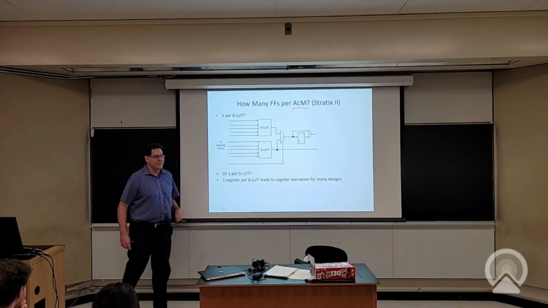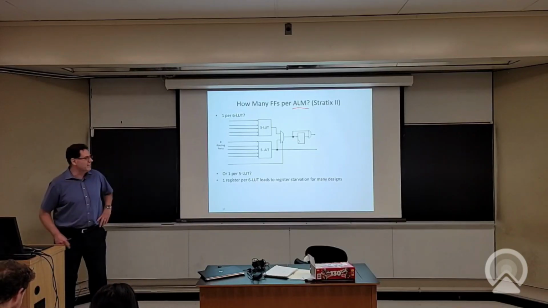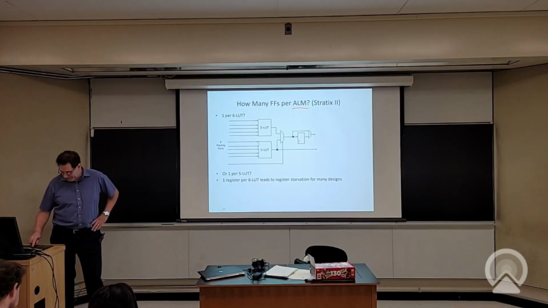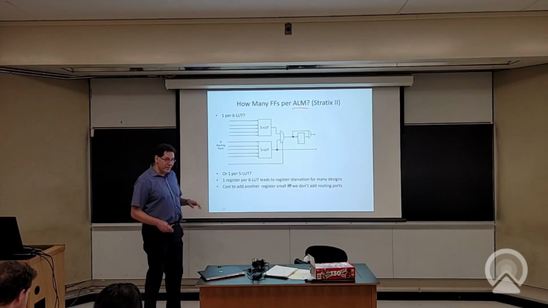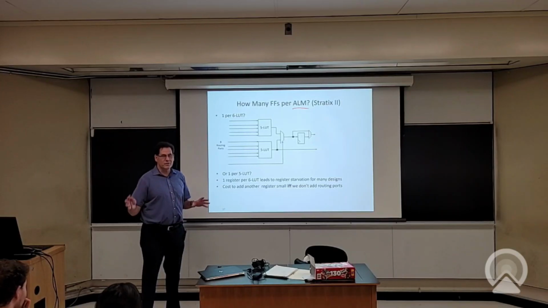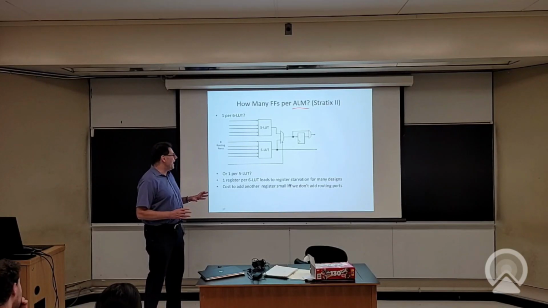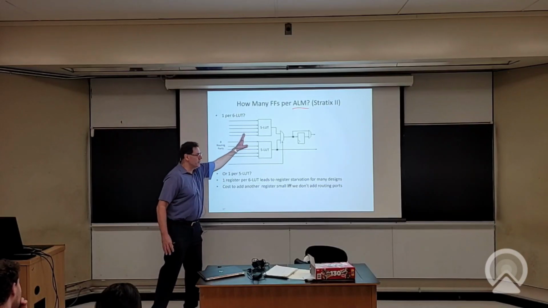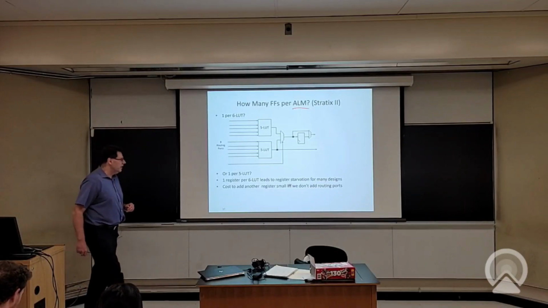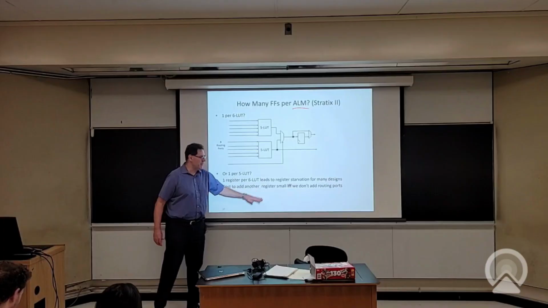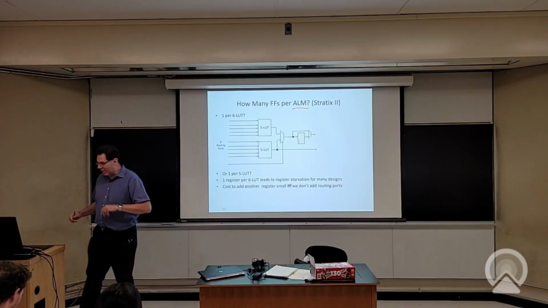One register per 6 LUT leads to register starvation for many designs. Registers aren't that expensive, so in FPGAs it's usually a good idea to be generous with registers. Routing's relatively slow, and registers are relatively cheap compared to LUTs. So we added another register. It's pretty cheap if you don't add routing ports, so the register itself doesn't cost too much.